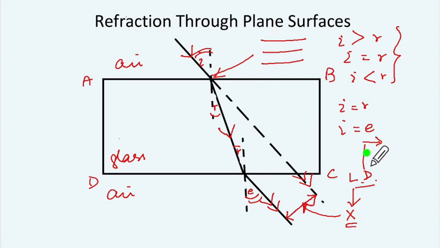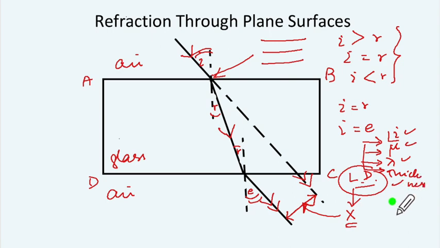Then you need the factors. What happens to the lateral displacement if the angle of incidence is increased, if the refractive index is increased, or the color or wavelength is increased, or the thickness of the glass slab, if it is increased, then what is going to happen? So you need to know these. Each one of these make a good MCQ question.